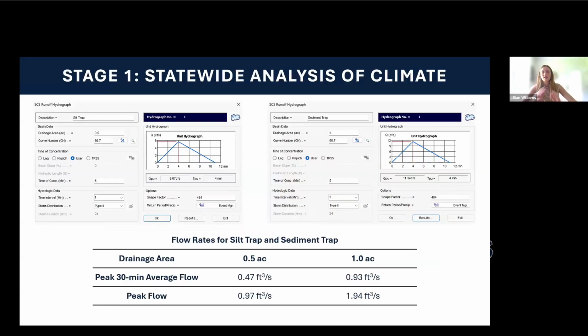And I think it's important to state here that for the silt trap, we used a 1/2 acre drainage area in testing. And then for the sediment trap, we used a 1 acre drainage area in testing. And that was just due to the testing constraints at our research facility. So what we would actually be able to provide as far as soil and water for testing.